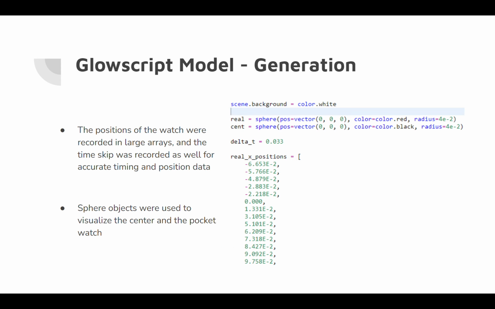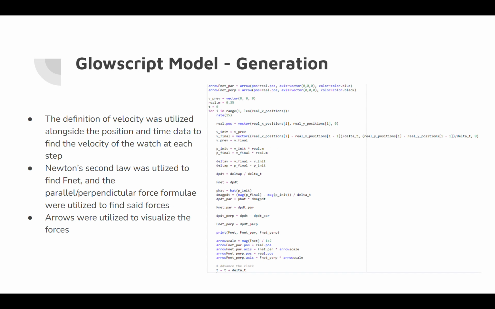I started the GlowScript model by recording the positions of the watch in large arrays, and the change in time was recorded as well. That way I could utilize the velocity formula in order to calculate the velocity at each position. Sphere objects were used to visualize the center, where his hand is holding on to the chain, and the pocket watch itself. Then I utilized the definition of velocity alongside the position and time data to find the velocity of the watch at each time step. So v final equals the current position minus the previous position over delta t.